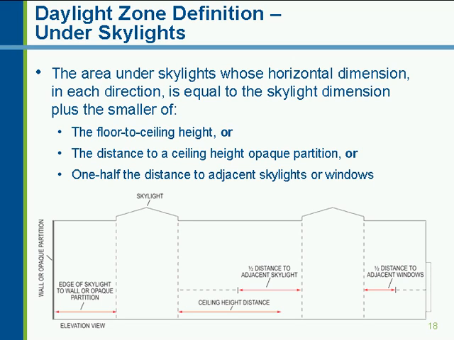Now we'd like to talk about one of the new provisions for 2009, which is daylight zone control. We need to start off with a couple of definitions. One for a daylight zone under a skylight. The simplest way to look at this is the dimensions of the skylight, and in each of the 4 dimensions, add to that the floor-to-ceiling height, or the dimension to a ceiling height opaque partition that might be in the way, or 1/2 the distance to an adjacent skylight, or other vertical fenestration, whichever is least.